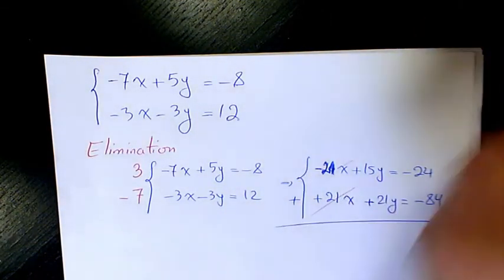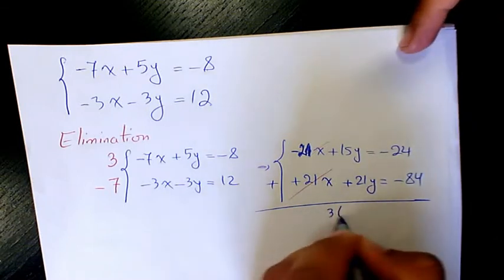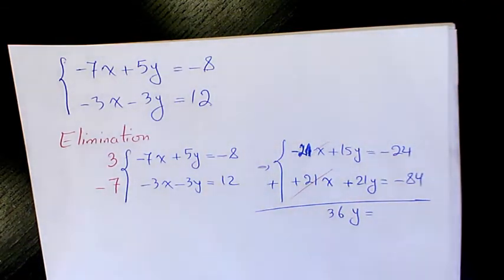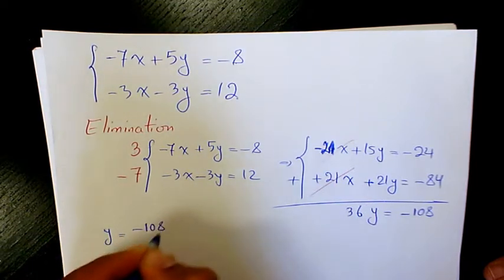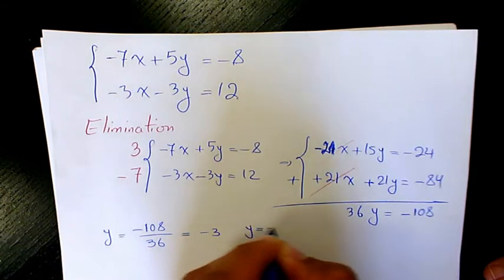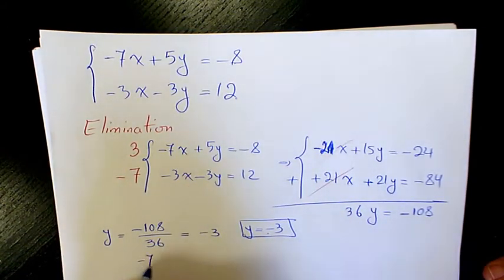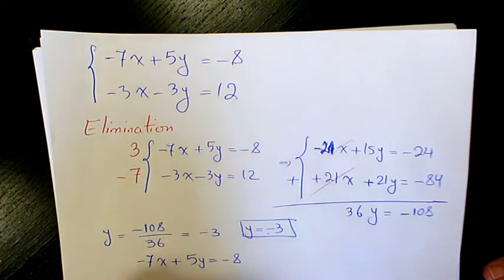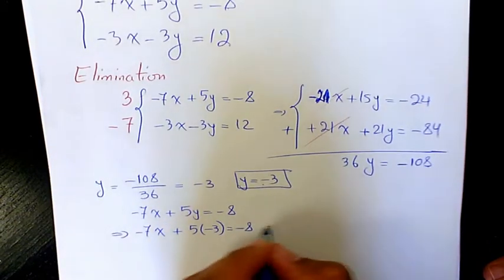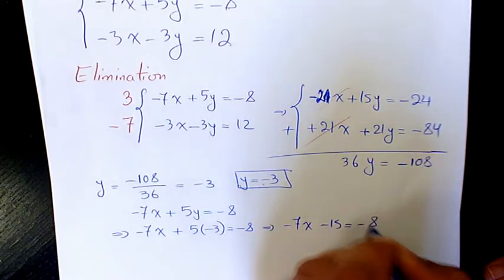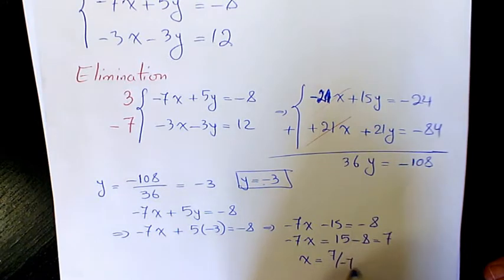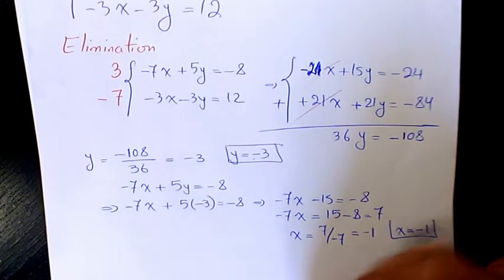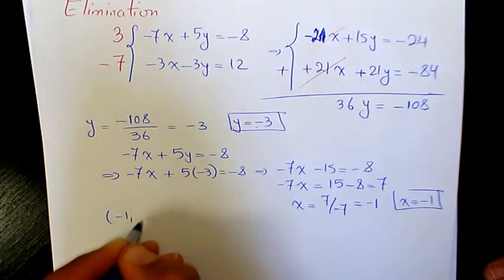Now when you add them, these two cancel out, and we have 36y, and here we have negative 84 and negative 24, which is going to be negative 108. So y will be negative 108 divided by 36, which is going to be negative 3. So y is negative 3. Then you sub it there. Negative 7x plus 5y equals negative 8. So we have negative 7x plus 5 times negative 3 equals negative 8. So that's going to be negative 7x minus 15 equals negative 8, or negative 7x equals 15 minus 8, which is 7. So x will be 7 divided by negative 7, which is negative 1. So x is negative 1. So the point of intersection is negative 1 and negative 3.